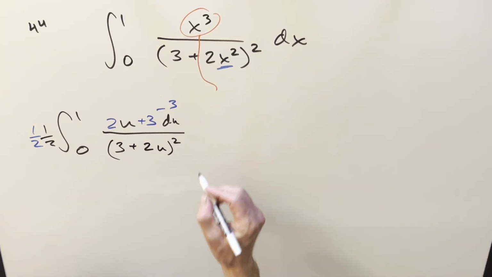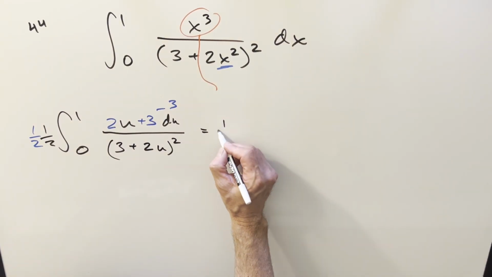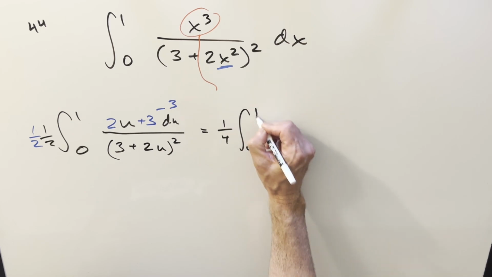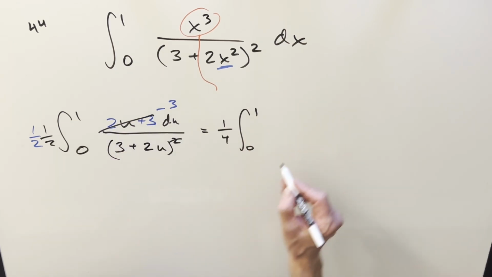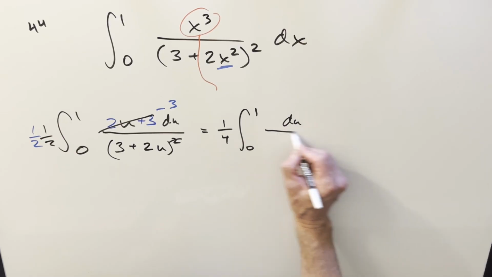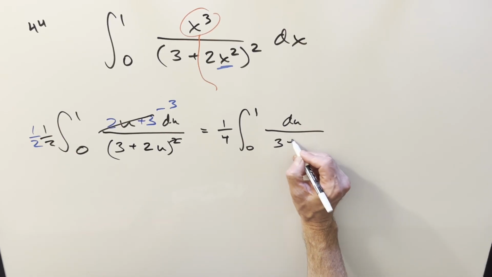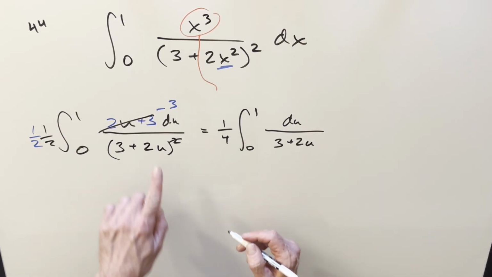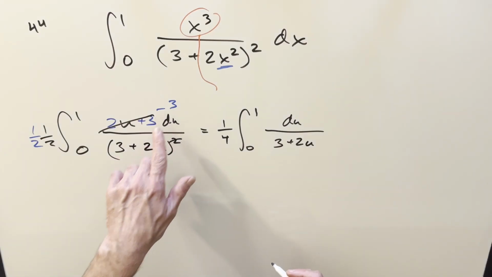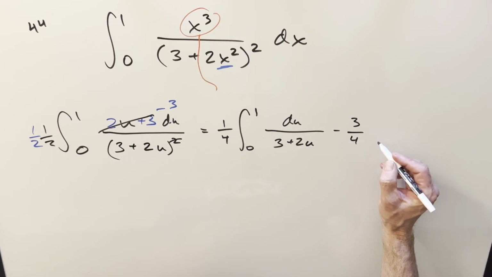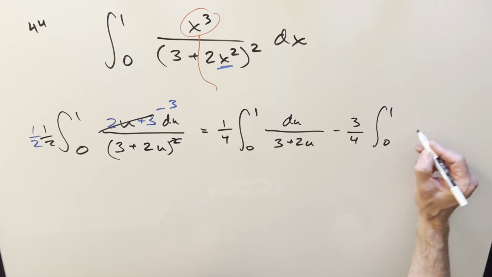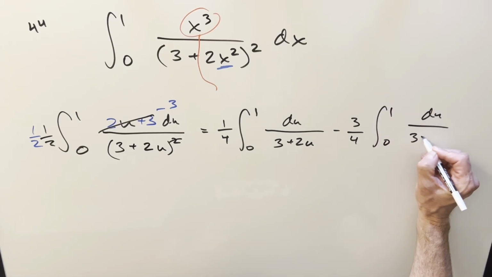The first one we're going to have 1/4 in front, integral from 0 to 1. Let's just do the cancellation, as we can see that this is going to cancel with one of these. So in this first integral, it's just going to be du over 3 plus 2u. That's going to be an easy one. For the next one, we'll distribute minus 3 to this. We're going to have minus 3/4 in front, and then it's going to be 0 to 1 of du over (3 plus 2u) all squared.